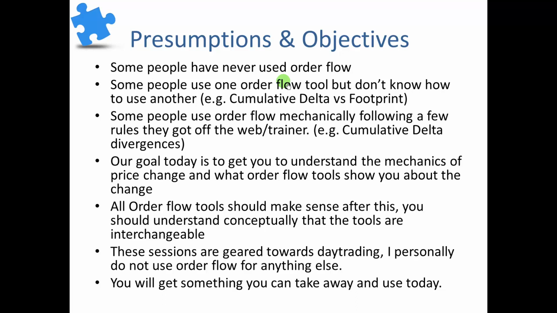And first of all, we're going to look at the theme or the theory or the concepts or the principles behind all order flow tools. And the goal is to remove any remaining confusion about the theories behind order flow. Now, why is this necessary? Well, I've come across many people that use one order flow tool but really have no clue how to use others. So a good example would be someone that uses, say, Cumulative Delta divergences mechanically, but they're completely lost when it comes to looking at a footprint chart. So they don't fully understand the underlying theory behind the tools.